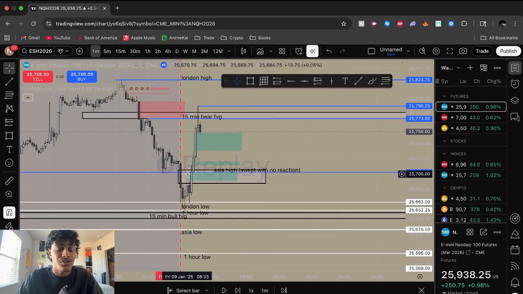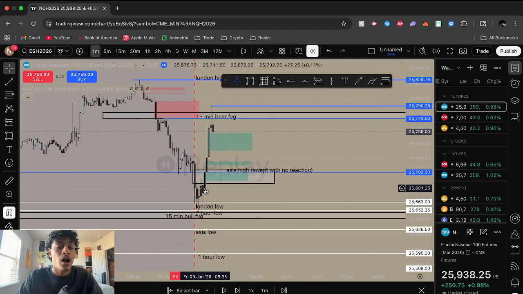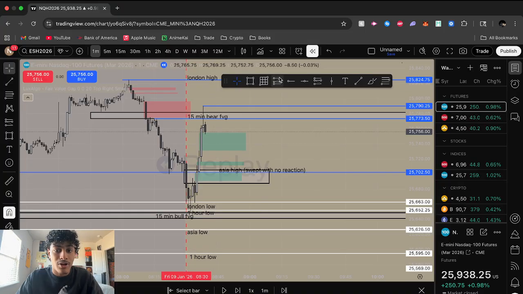A 1 minute inversion. This tells me that we're not maintaining bear structure anymore. If we were maintaining bear structure, we would have filled this in, got this candle out, and broke structure right here, and then we would have shot towards the downside. That's not what happened. We got an inversion.